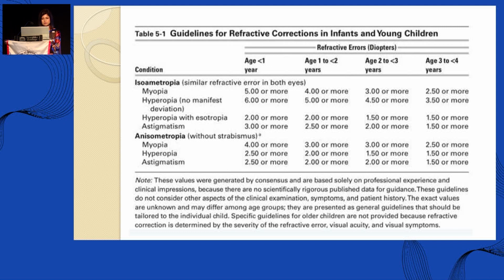The most important thing is that these are rough guidelines. We can't adhere 100% to these guidelines always. These values are generated by consensus and are based solely on professional experience and clinical impression. They are presented as general guidelines that should be tailored to the individual child. Specific guidelines for older children are not provided because refractive correction is determined by the severity of the refractive error, visual acuity, and visual symptoms.